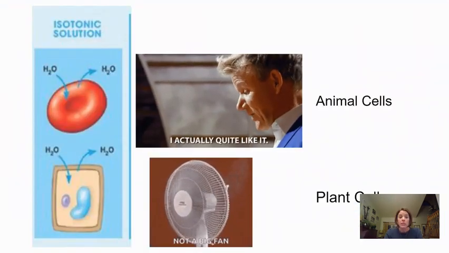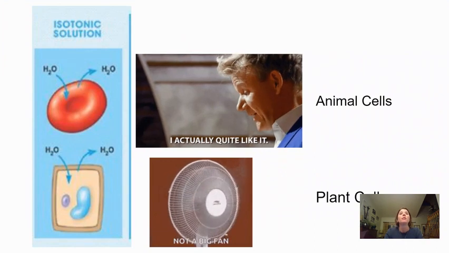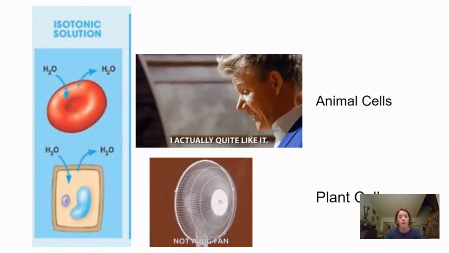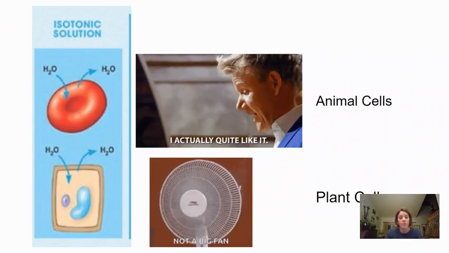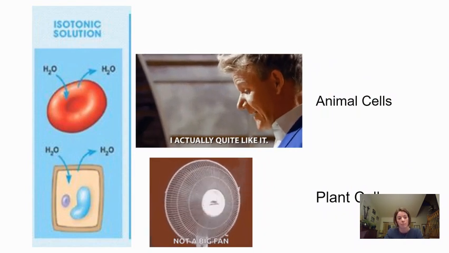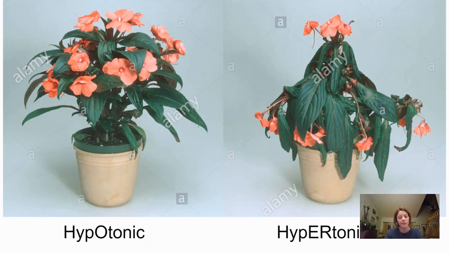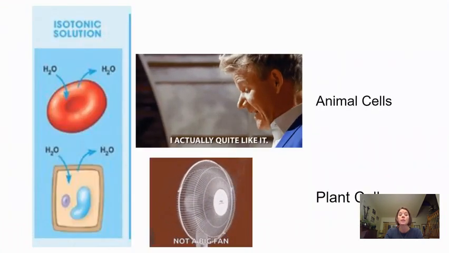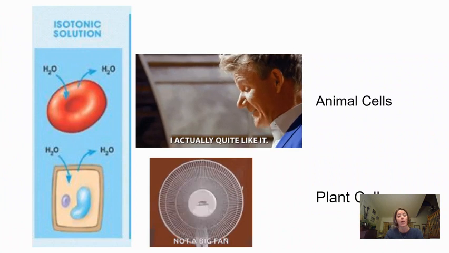Last but not least, we have the isotonic situation. This is the one that's for animal cells. They're a big fan. This keeps them full and happy. They want the inside and the outside to be the same. Plants, on the other hand, pretty much go hypertonic when they do not have enough water. Hypotonic is the only way for a plant. Isotonic is the only way for an animal.